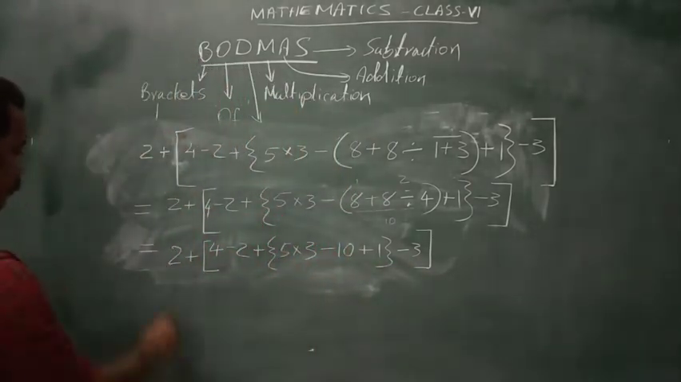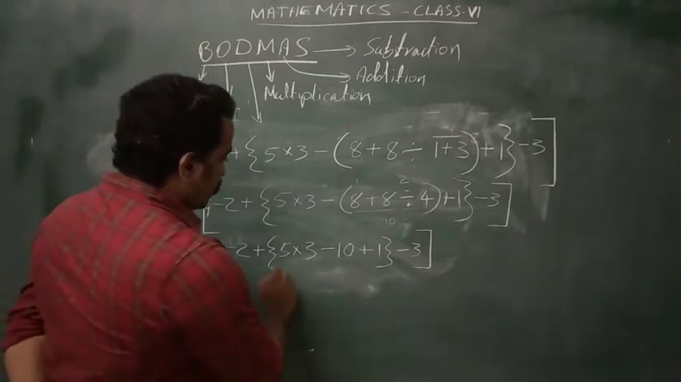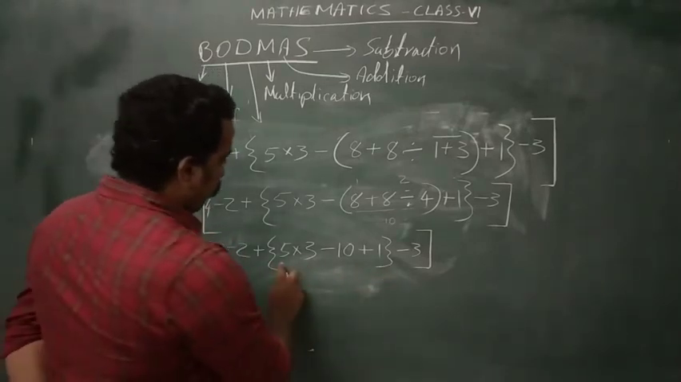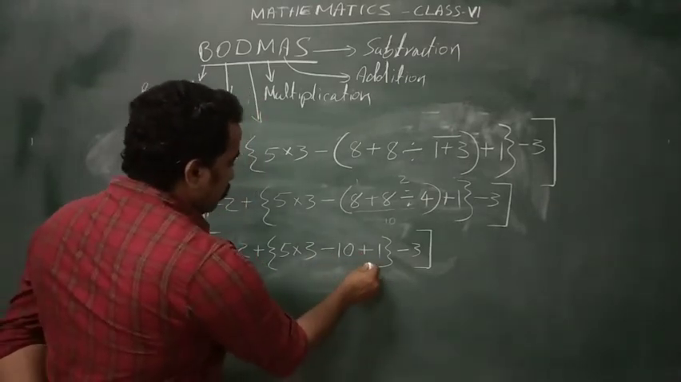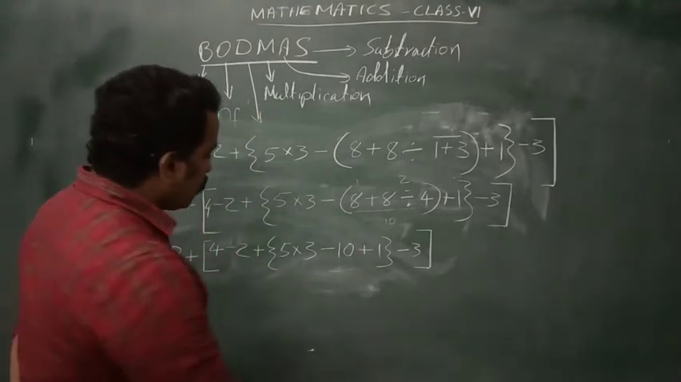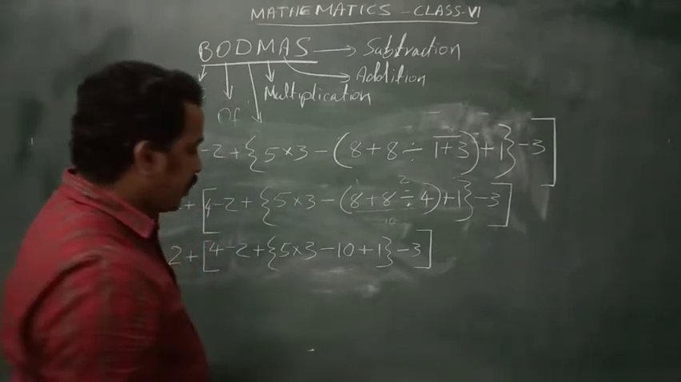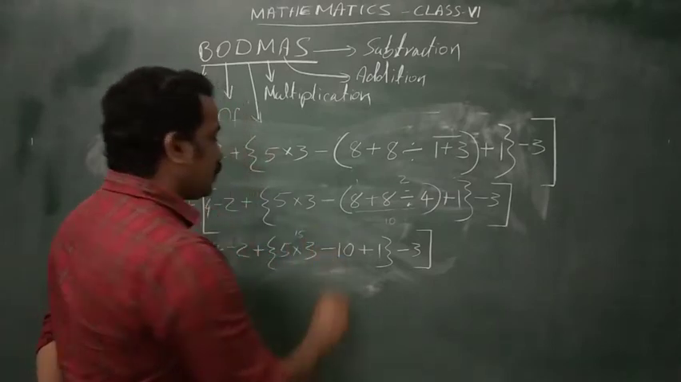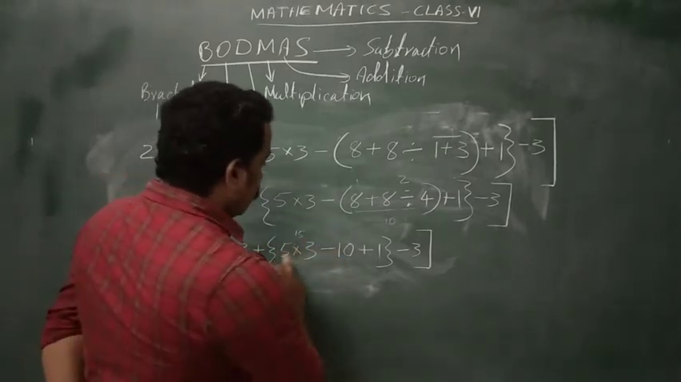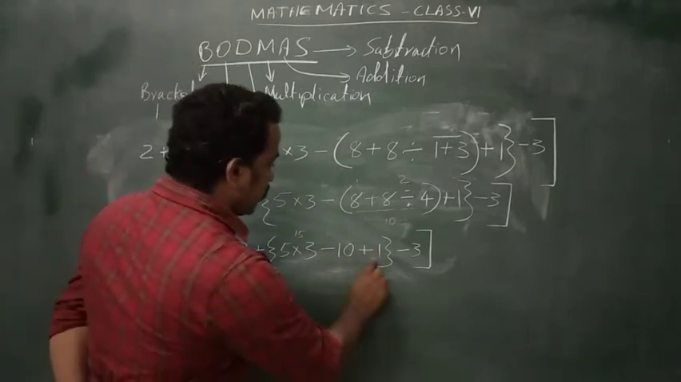Now next step, inside the curly bracket we have to solve. What is inside the curly bracket? 5 into 3 minus 10 plus 1. Only this portion we have to check. So in this arithmetic expression, first multiplication, 5 into 3 we know is 15. Then there is no other multiplication or division inside this bracket.